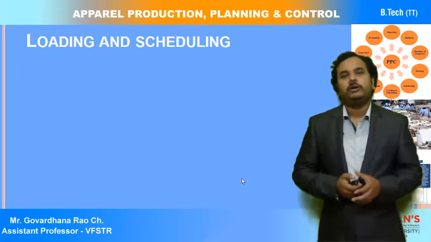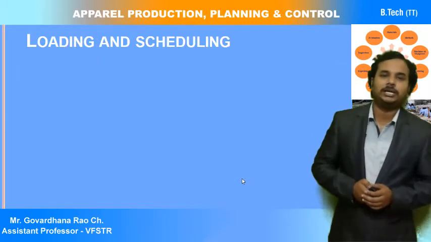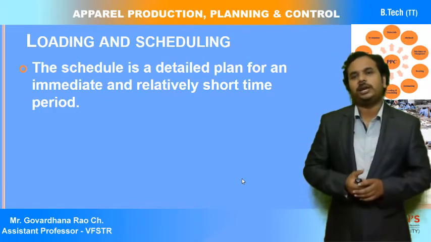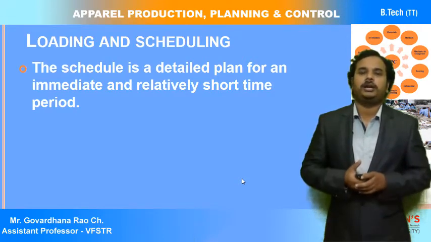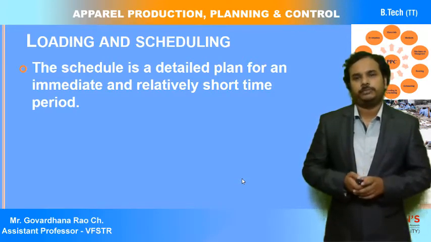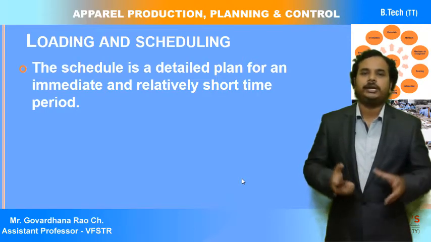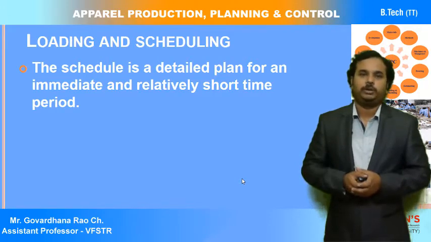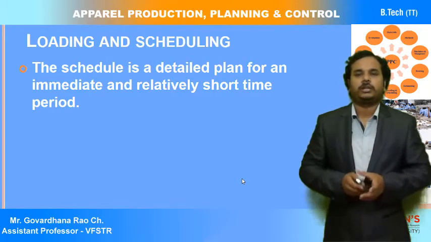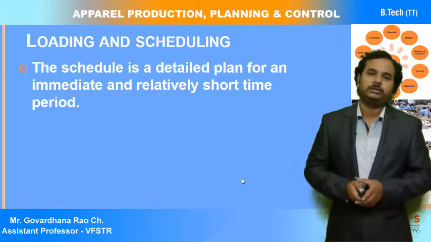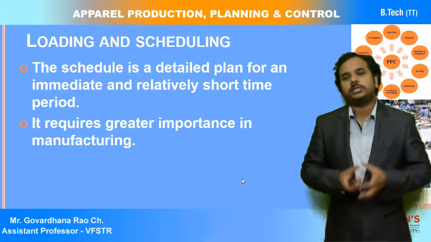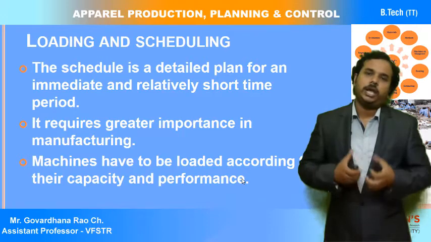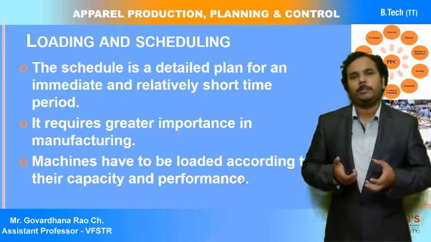Now we will see the next one, that is loading and scheduling. A schedule is a detailed plan for an immediate and relatively short time period. So we are going to give the schedule for the particular garment production. It requires greater importance in the manufacturing industry. Machines have to be loaded according to their capacity and performance.